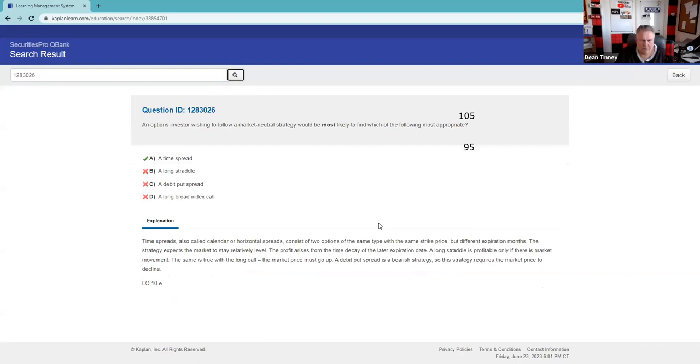An options investor wishing to follow a market neutral strategy. Now, when you hear market neutral, you should know we're selling the option, because in option strategies, we're either buying volatility or we're selling volatility. And the minute we see that we are neutral, it looks like we're going to be selling something, right? So which would be the most appropriate?